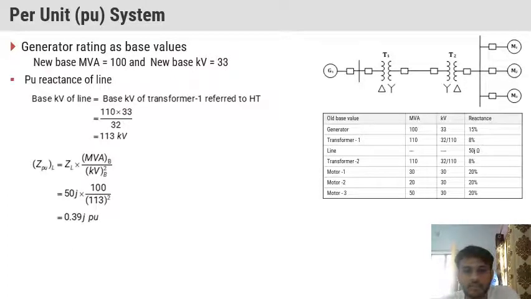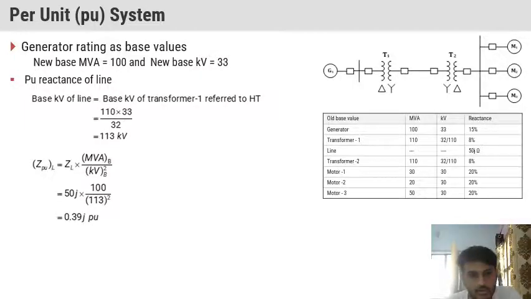Then for the line, we have a reactance in terms of ohm. First we need to calculate the value of reactance in per unit. How can we calculate the per unit? Per unit line is equal to ZL, the original value in ohm, and then we have an MVA base and kV base. We already have a base, but remember this when you transfer your base.